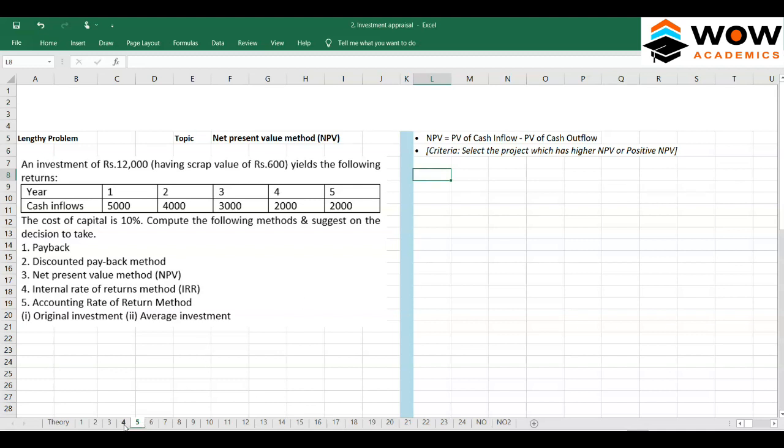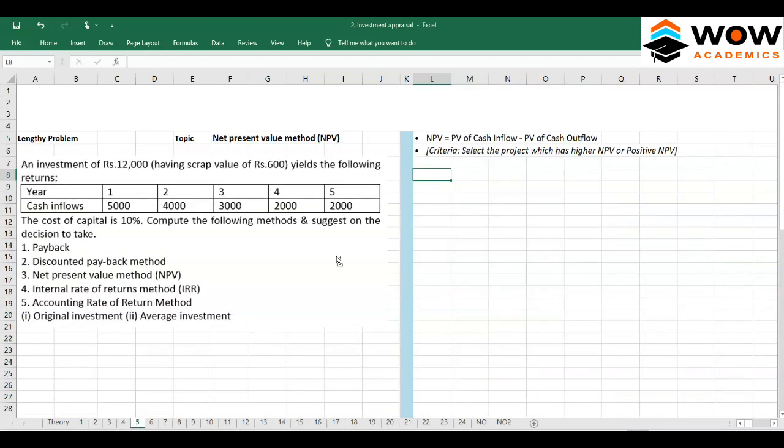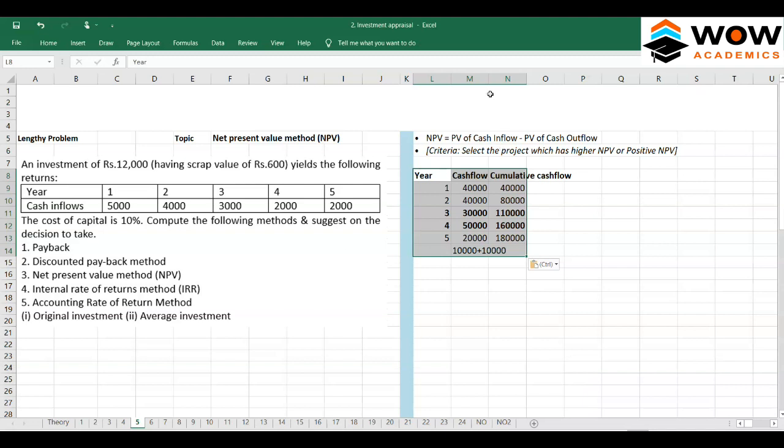You can work out the sum in any manner you want, whether you put the years this side or that side, the answer is still correct. For small problems we usually put the years on this side itself, and for lengthier problems we usually put the years the other side. As this is a small problem, we will just follow the approach we used for payback. The similar payback table we'll use.